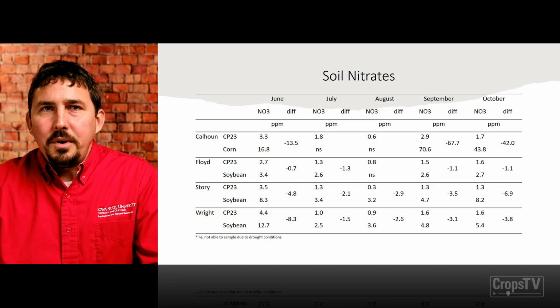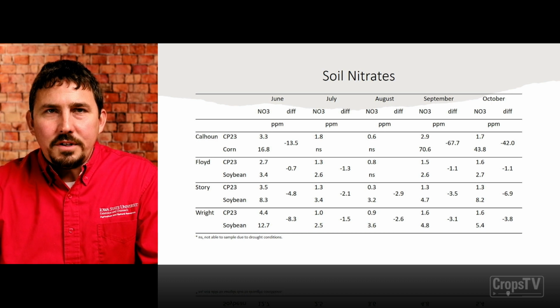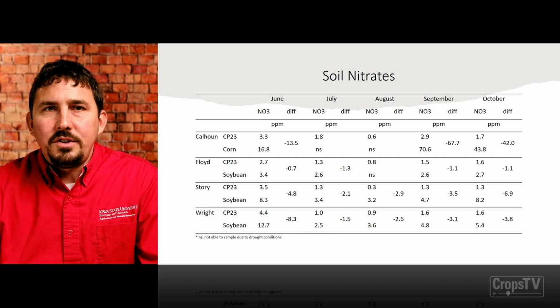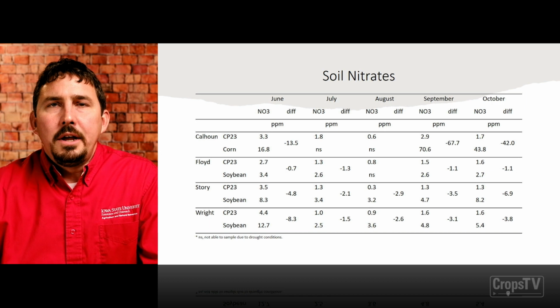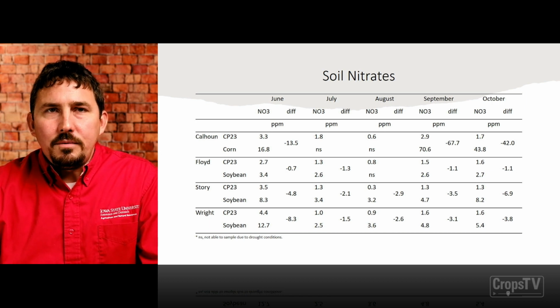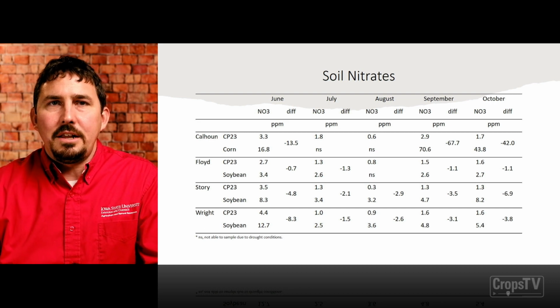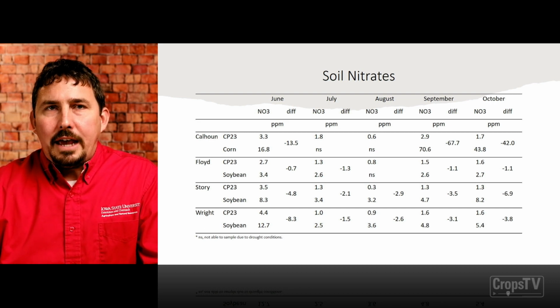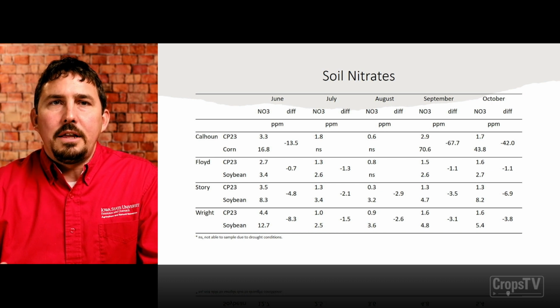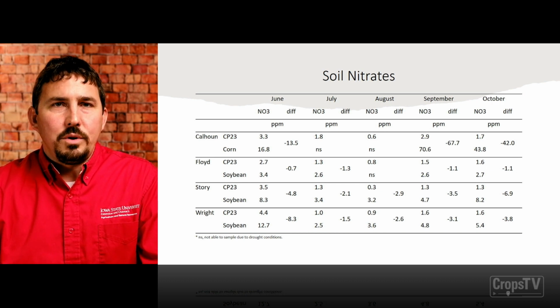Okay, so like Adam said, I'm going to take over here and talk a little bit about the soil nitrates and some other benefits that we can see. What we're really looking at here is, at the 4 sites that we have, we did nitrate sampling down to 12 inches once a month from mid-June through October. We did these both where we had converted into that CP23 mix and in the row cropped areas. The Calhoun field was cornfield, and the other 3 were soybean fields.